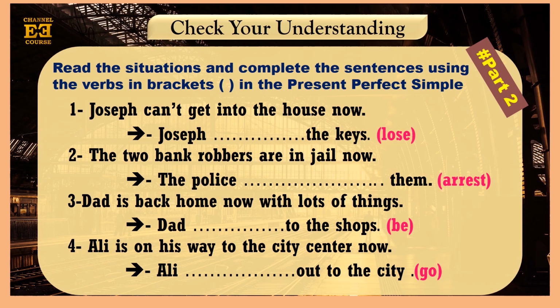1. Joseph can't get into the house simply because he has lost the keys. 2. The two bank robbers are in jail now after the police have arrested them. 3. Dad is back home now with lots of things because he has been to the supermarket. 4. Ali is on his way to the city center now, which means that he has gone out.